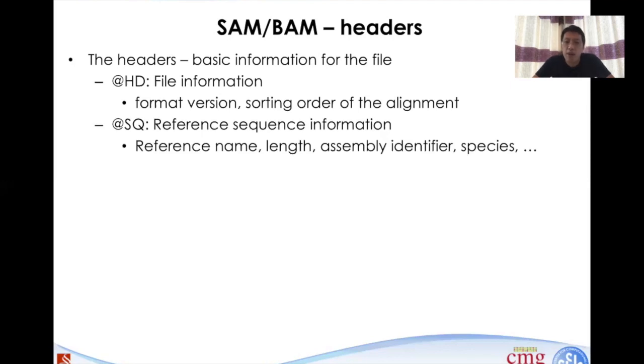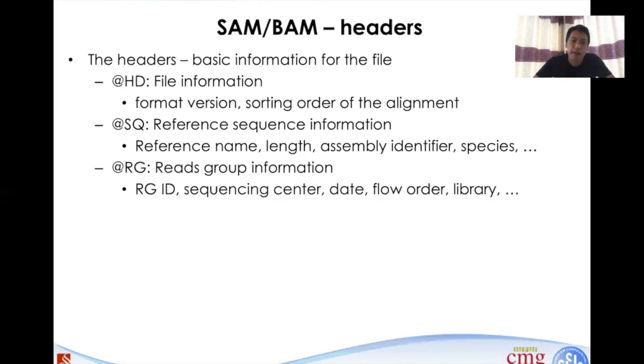The SQ tells you the reference sequence information. For example, is this mouse genome or human genome? If it's human, is this HG19 or HG38? Those are very important information that we need to record in the reference information. RG is read group information. Normally this will contain which sequencing center this data was produced at, the date produced, the flow order and the library information, and so on and so forth.